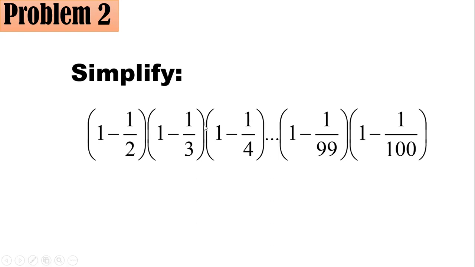Simplify: 1 minus 1/2 multiplied by 1 minus 1/3, 1 minus 1/4, all the way until 1 minus 1 over 100. Okay, keep on doing this exercise. And if you're ready, just send.